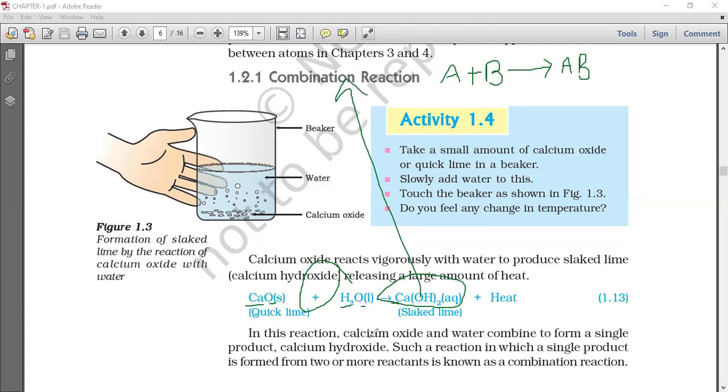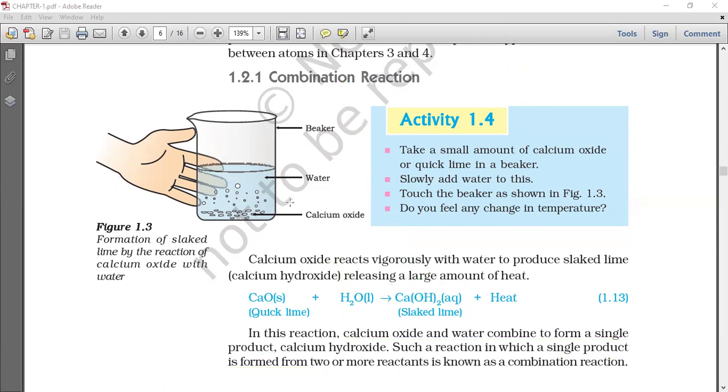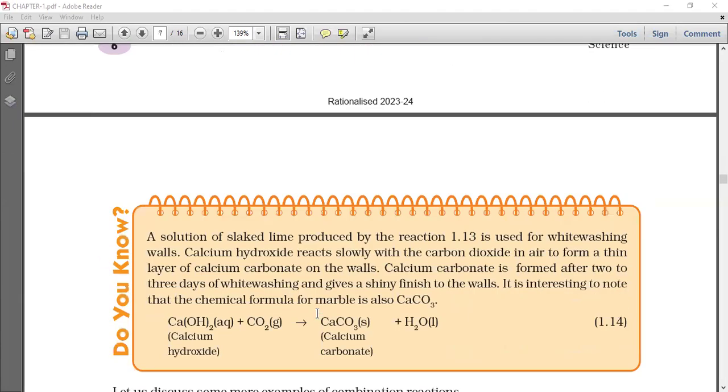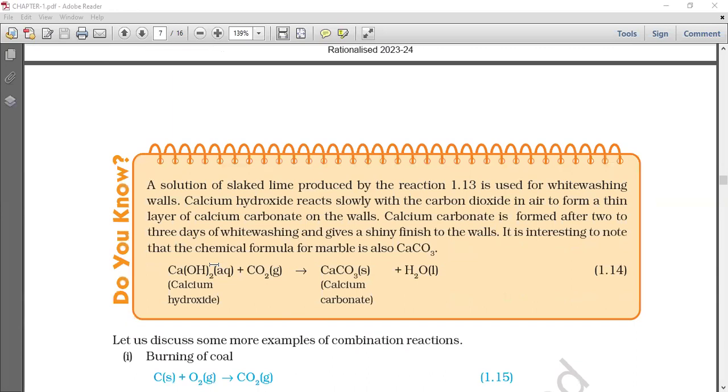It is also given here, underlined: calcium oxide and water combine to form a single product. What is that single product? Calcium hydroxide. Such a reaction in which a single product is formed when two or more reactants react with each other is known as a combination reaction. I hope you all have understood. Fine. Now next topic. This is very important.